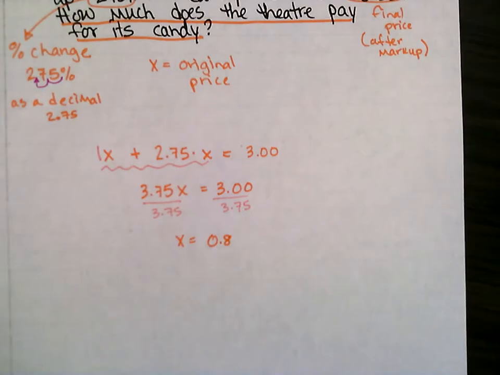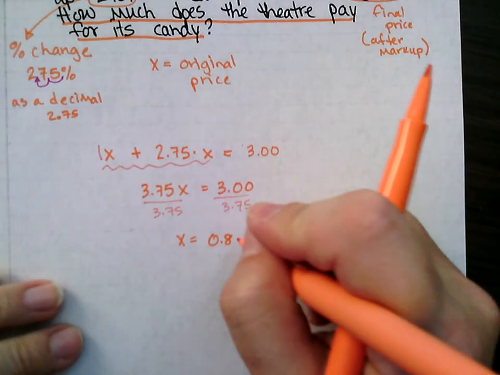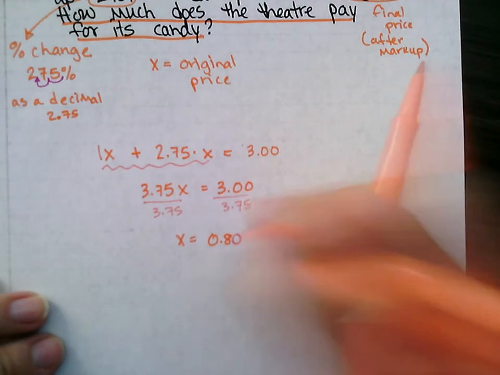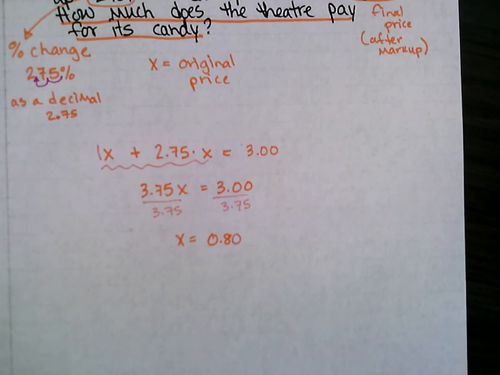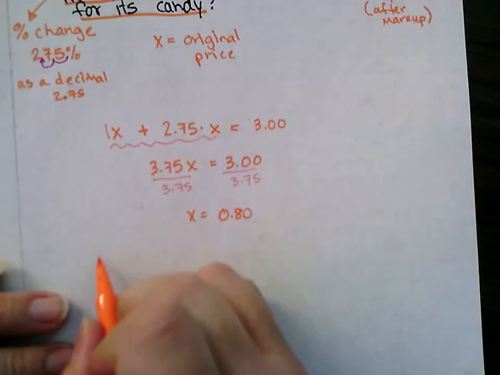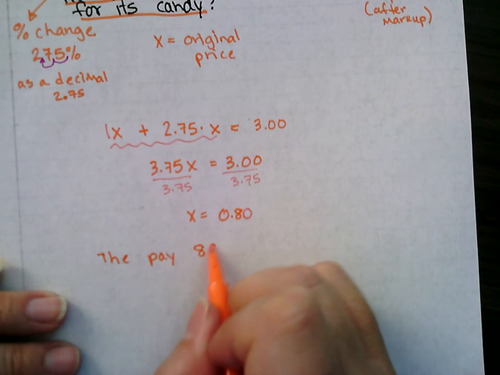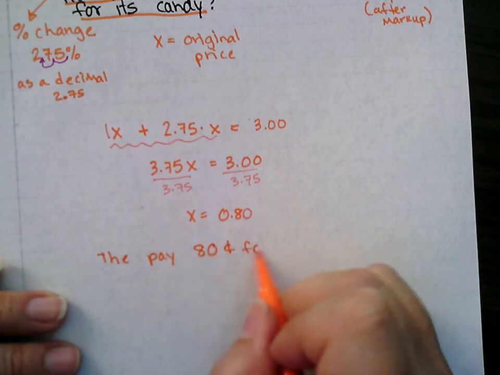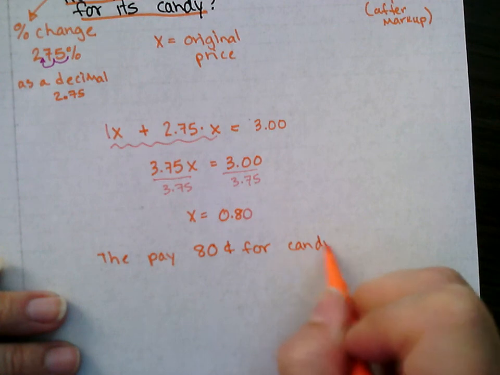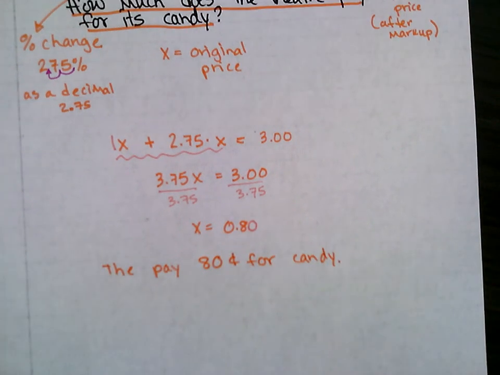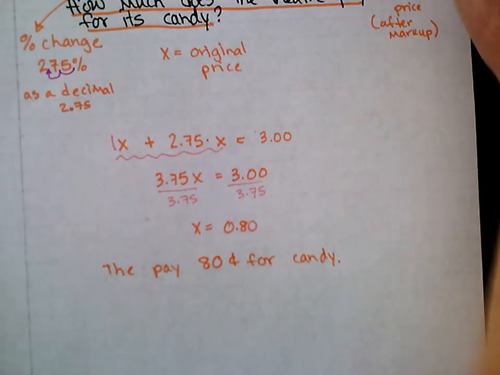Now, since x is a price, money usually has 2 digits after the decimal point. So I'll go ahead and write 0.80. So the original price that they pay is 80 cents for candy. And then they mark it up to $3. And that brings us to the end of 1.1.